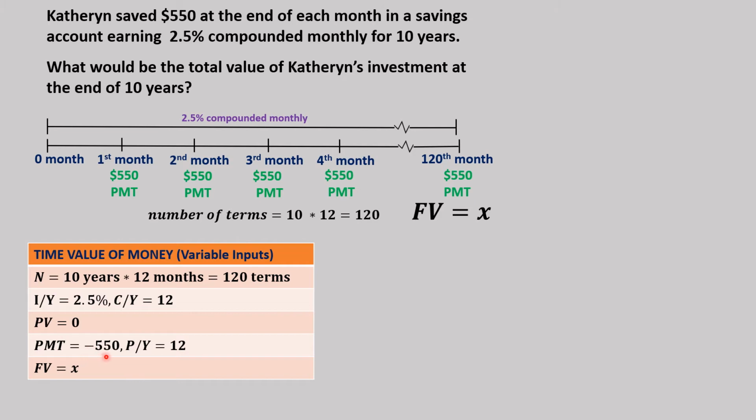Now, I'm entering it as a negative. The reason why is because we want to compute a positive future value, and in order for us to do that, we have to enter the PMT as a negative $550. Think of it as if the $550 is going out of your pocket and into a savings account. So although you're saving it, it's still going out of your pocket. So think of it like that, right? So now let's go ahead and plug it into our calculator.